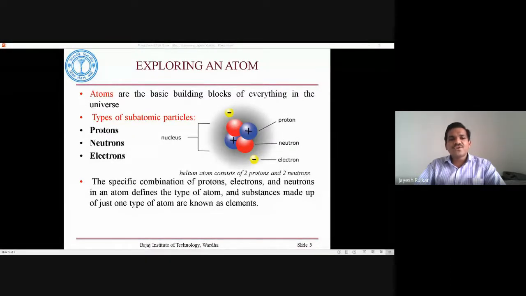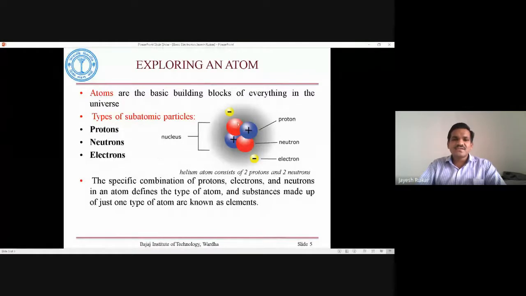Then what about the neutron? A neutron does not have any electric charge. It exists along with the proton inside the nucleus. So the proton is positively charged, the neutron has no charge, and both exist inside the nucleus. What about electrons? Electrons carry a negative charge, as you can see here.